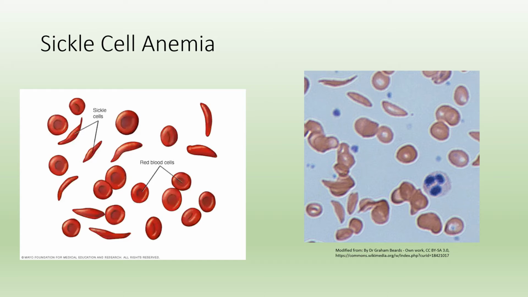Now, they're not clearly curved sickle shapes all of the time. You can see there's some diversity here. And on the right, you can see a lot of these. There's a little bit of a curve on a bunch of these, but some of them are just clearly not the normal healthy shape for red blood cells.